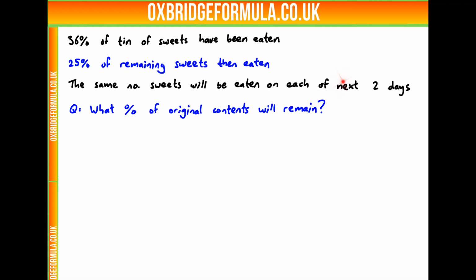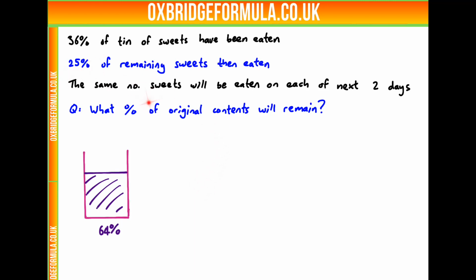So a good way of approaching this sort of question is to be able to visualize it. And so let's sketch our starting situation where we've eaten 36% of this tin of sweets. And so how much of the original contents is left? 100 minus 36 is 64. So if we're then eating 25% of the remaining sweets, we don't simply subtract 25 from this 64, because that would be 25% of the original sweets. How do we do this instead?